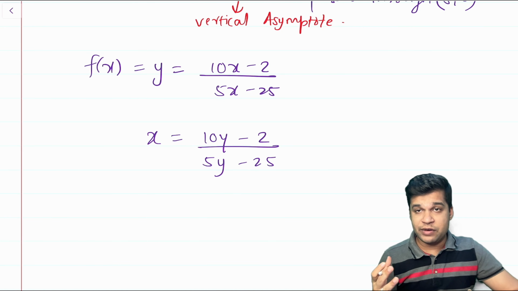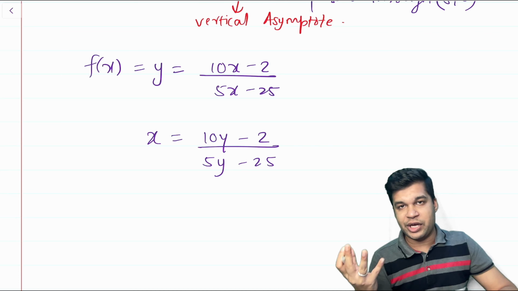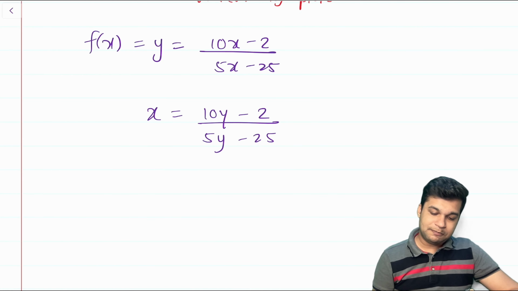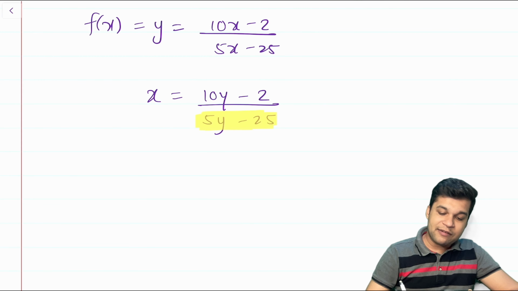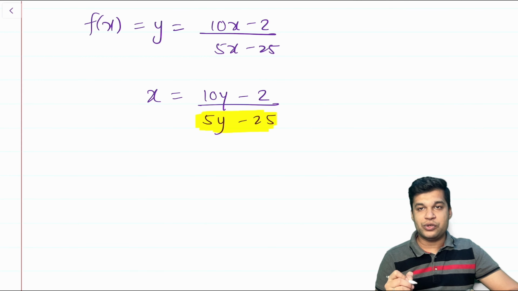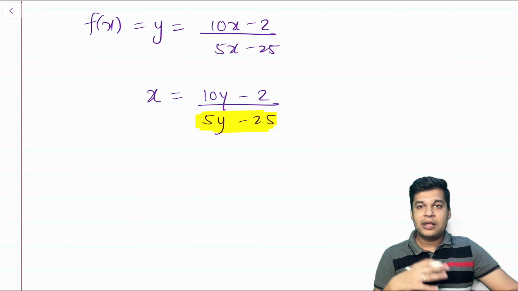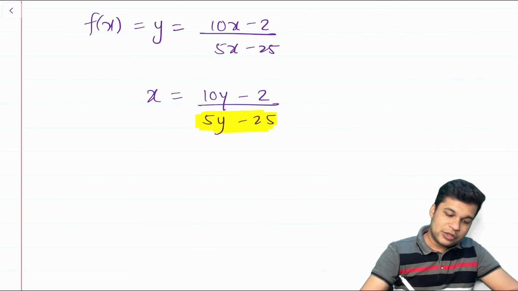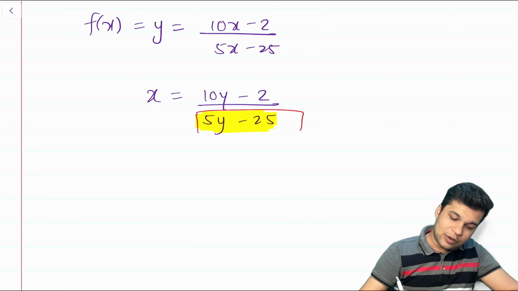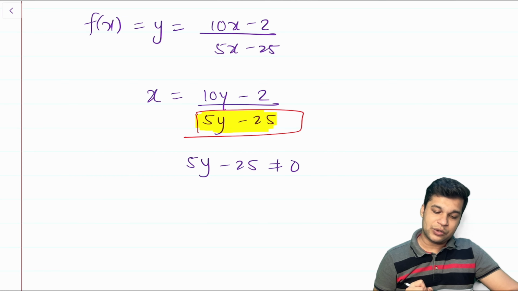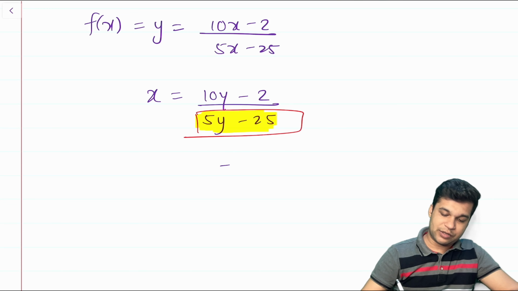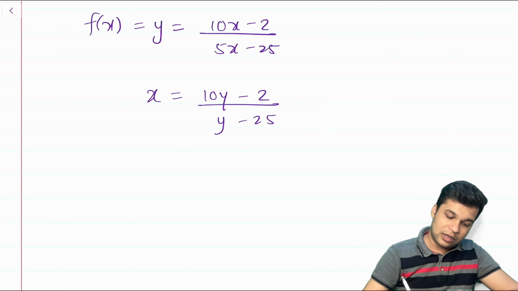I have made a video on inverse functions, so if you don't know, you can go and check it out. Now guys, if you observe, again, the denominator can never be equal to 0. So can I say over here that 5y minus 25 can never be equal to 0? Is it correct? Let's find the inverse first. That's a better call, so that our answer is not wrong. So let us find it.